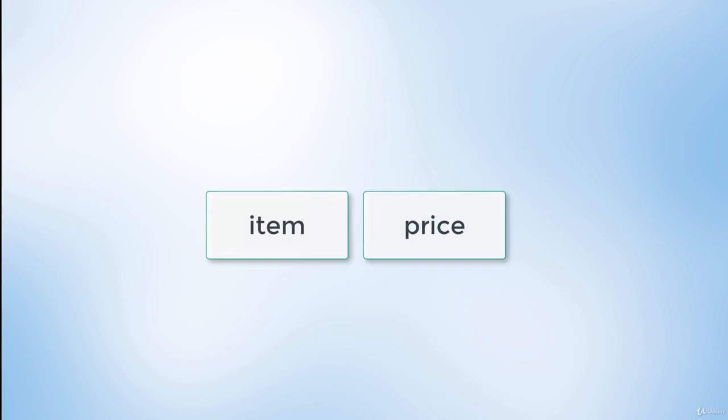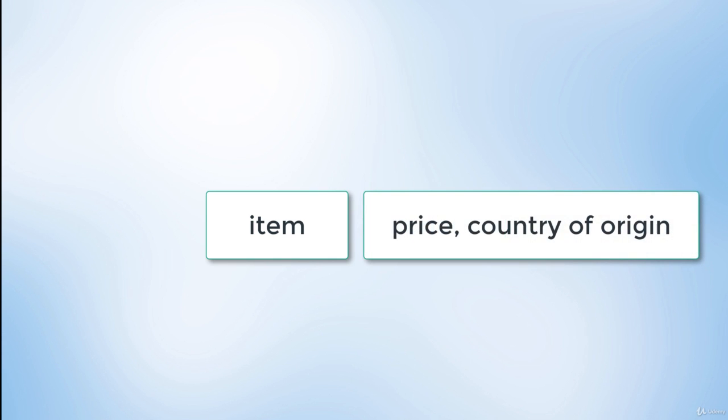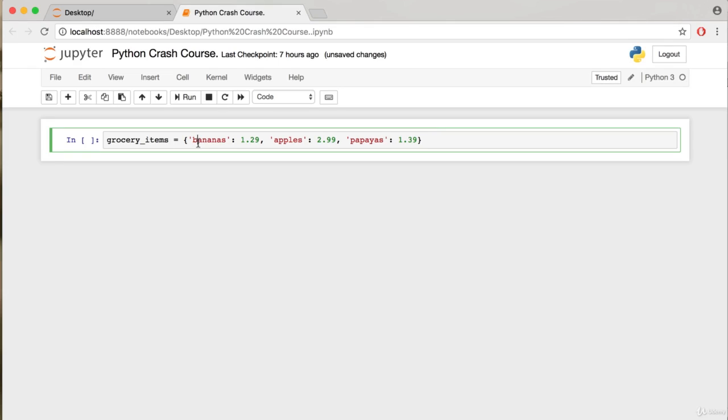What if I wanted more information about my grocery items? Not just price. For every key in my dictionary, for every item, I want its value to represent not only the price, but the country of origin. This leads us to our next discussion, compound data structures.